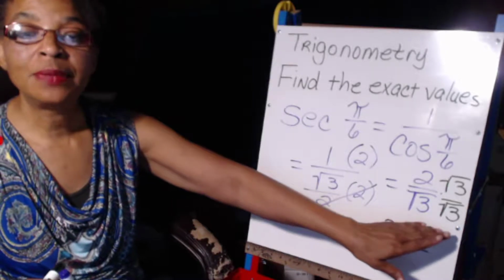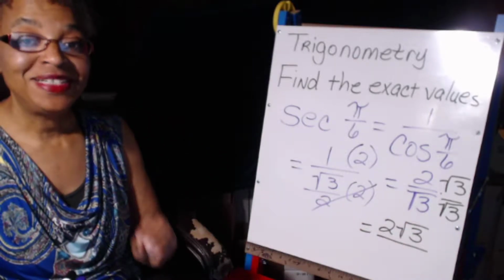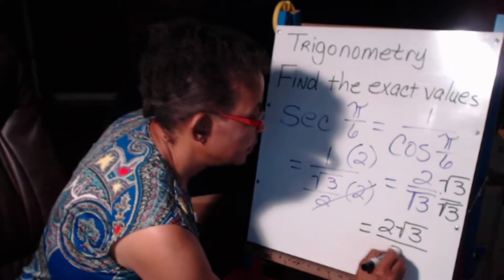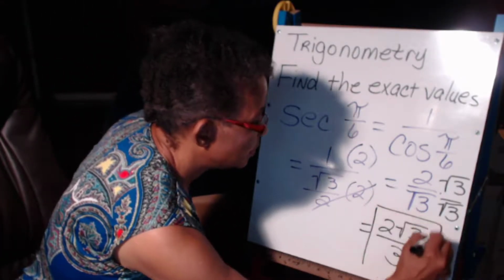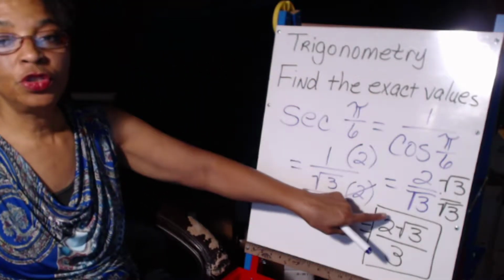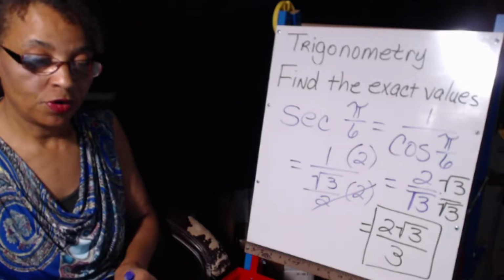Square root of 3 times the square root of 3 is the square root of 9, and the square root of 9 is 3. So the secant of pi over 6 is 2 square root of 3 over 3.